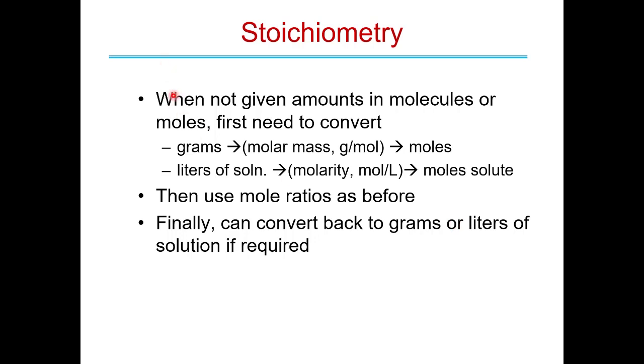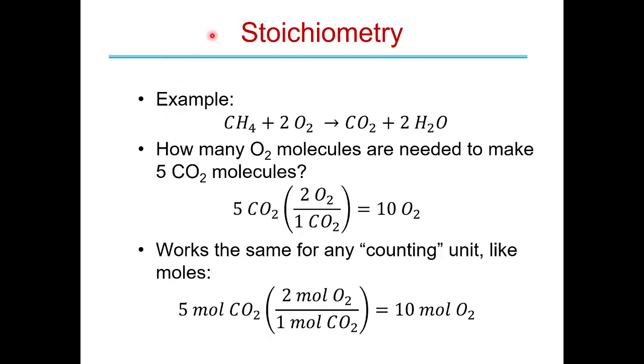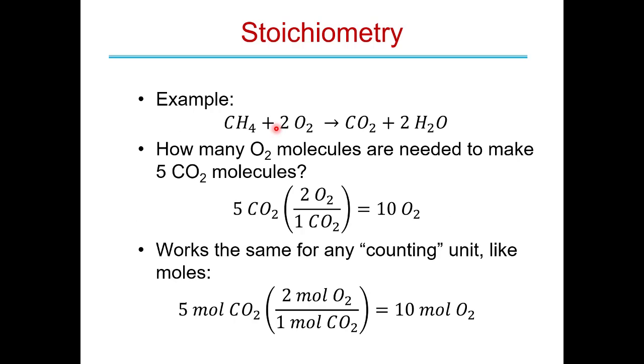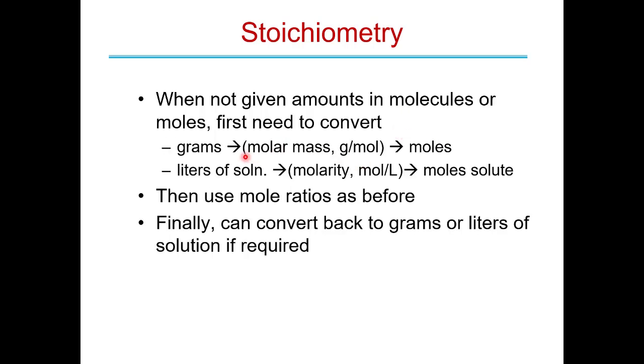Oftentimes in stoichiometry problems, we're not given the problem in terms of counting of molecules or numbers of moles even. Oftentimes we're given them in lab scale units like grams or milliliters. So if we're not given amounts in molecules or moles, the first thing we have to do is convert, because the language of a chemical equation is all about counts. And if we're not given a count to start out with, we've got to figure out how to get there. So we know how to do that.